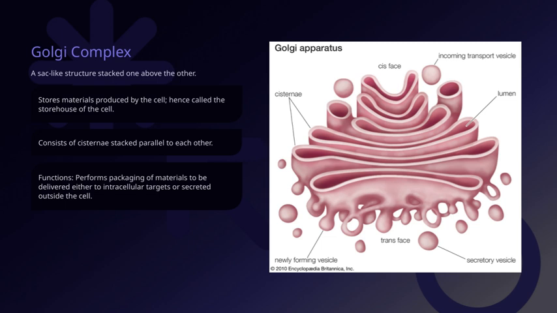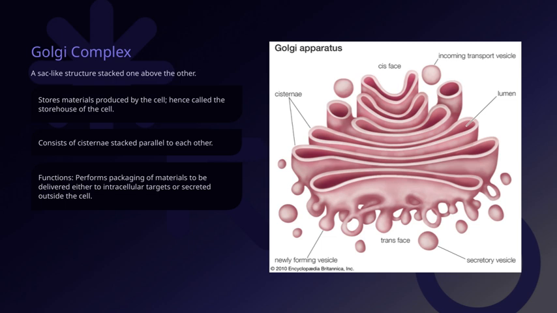One of the key roles of the Golgi is to store materials produced by the cell. That's why it's often called the storehouse of the cell. It keeps these materials safe and organized until they are ready to be transported to their final destinations.